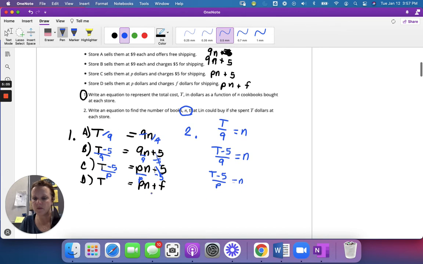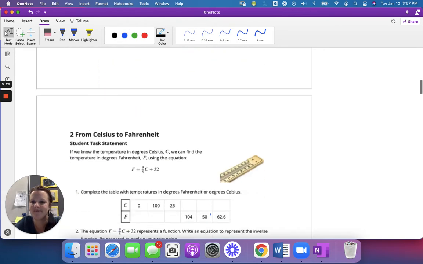And this last one, we're going to subtract. We're still solving for N, even though these are all letters, and they're so hard when they're all letters. And then divide both sides by P. So T minus F over P equals N. So that's A, B, C, and D. All right? All right, cool.